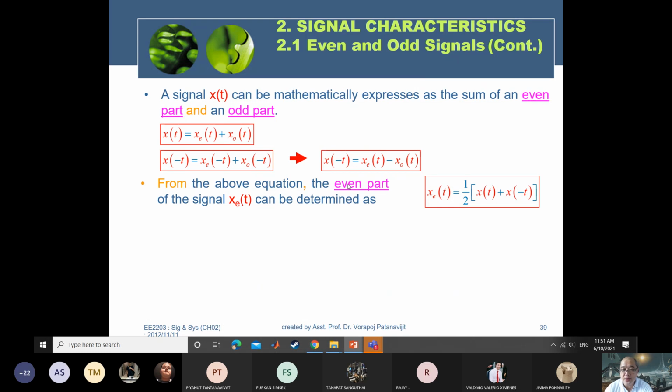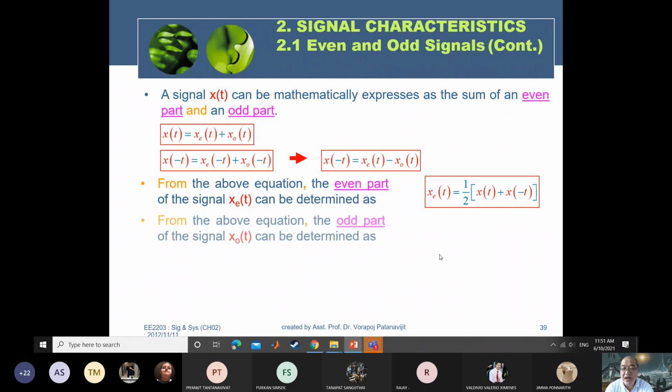Okay, from the above equation, the even part of the signal x(t) can be determined by this equation. It means the even part of the signal you can determine from the original signal added with its time reversal, and use amplitude scaling by half.